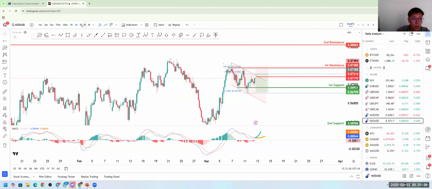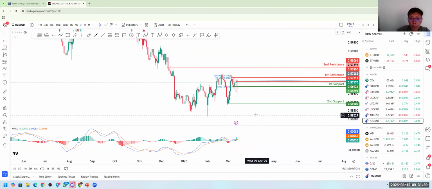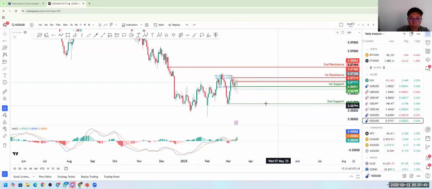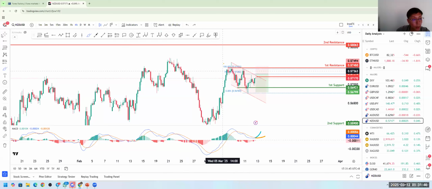All right, let's take a look at daily. Yeah, daily still within this range, right? Possibly could come down even lower. But let's see how it reacts to this area.